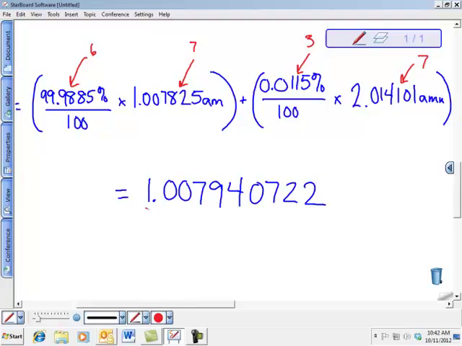So hold on. 1, 2, 3. Do you need to round up? Yeah. Okay, so let's round that up. Technically, this would be 1.01. And what do you think the unit is for this average atomic mass? AMU.